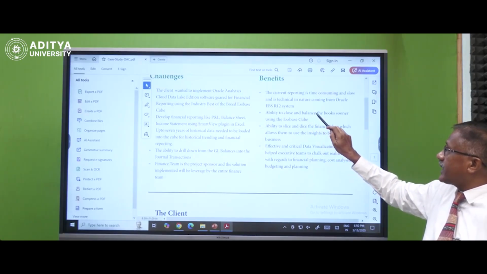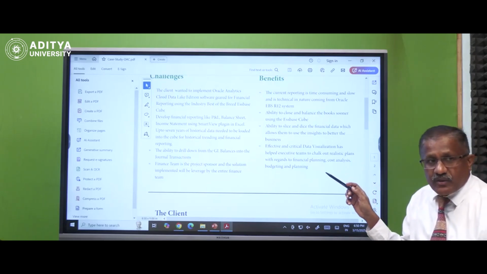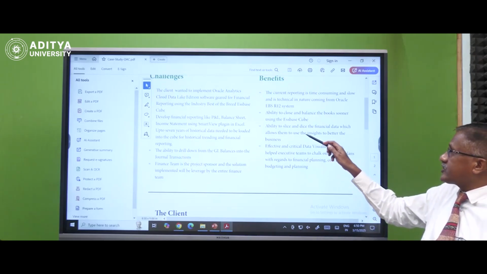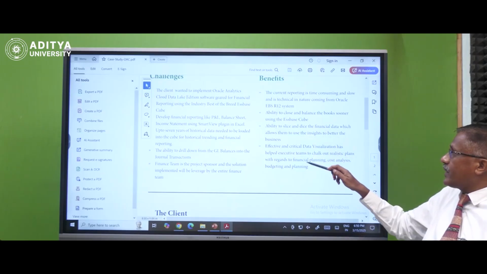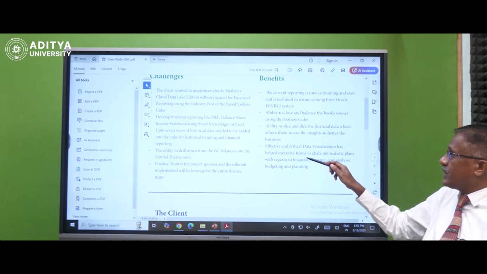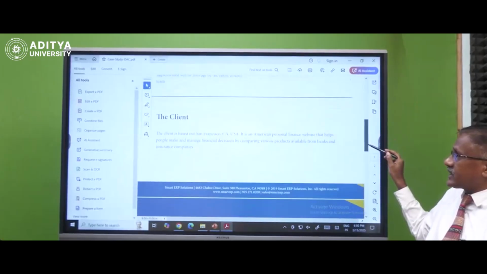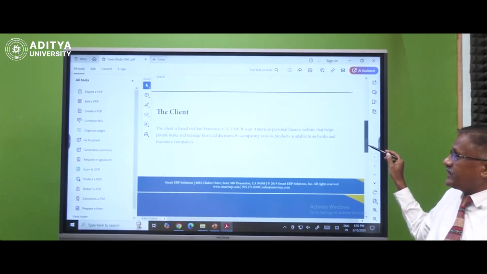Ability to close and balance the books sooner using the Essbase cube. Already we know Essbase is one of the tools. Ability to slice and dice the financial data. This is the data to analyze the insights for better business. Effective, critical data visualization. All these things are the benefits we are getting according to the Oracle business. Finally, the client is so satisfied.